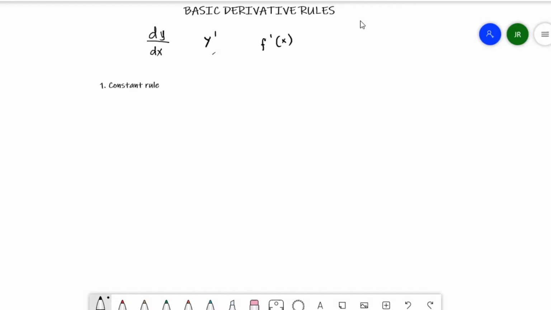So magkakatulad lang naman siya. Pare-parehas lang na derivative ang pinapakita niyan. Okay? So first rule is the constant rule. Okay. So again, first rule is the constant rule.